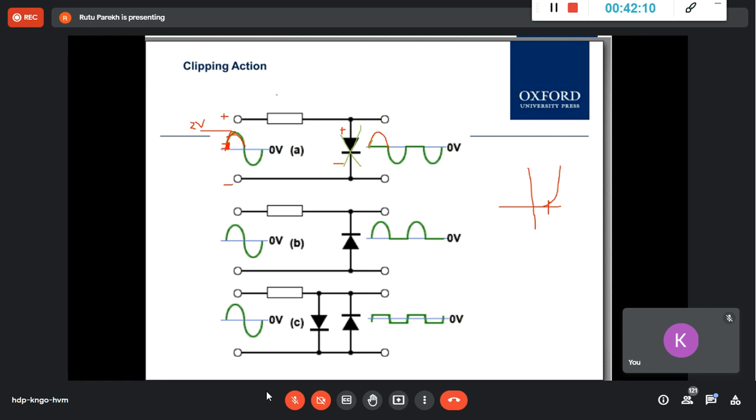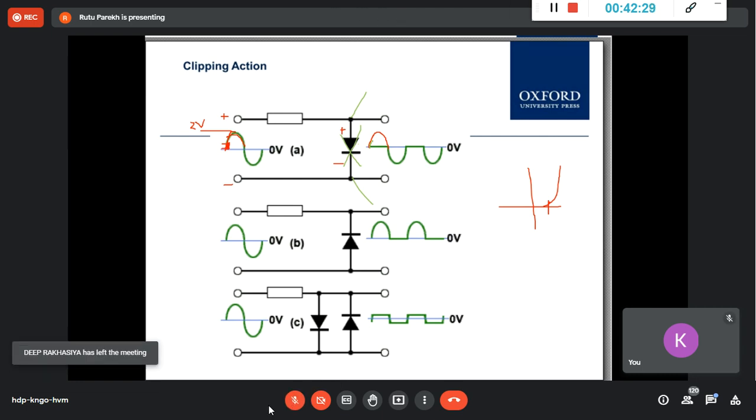So you think this is open. If it is open, the output will follow the input. 0.1 as 0.1 output, 0.2 as 0.2, 0.3 as 0.3. Is that correct or not? Yes, ma'am, it is correct.